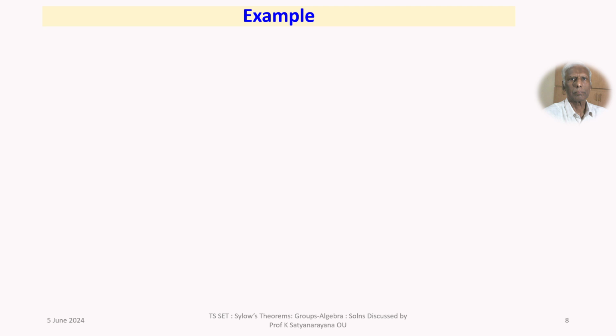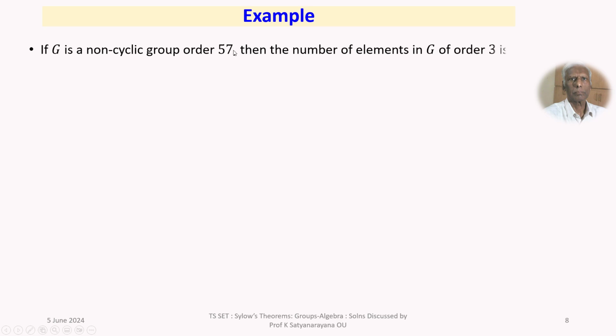This is an example I am editing here because I thought this can be given in a TS SET examination. So, if G is a non-cyclic group of order 57, so you are given a group of order 57 which is not cyclic, then you have to find the number of elements of G of order 3. How many elements of order 3 are there in this group G? So, the 4 options are here.